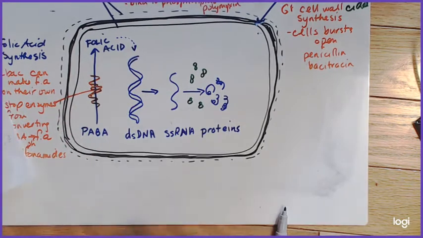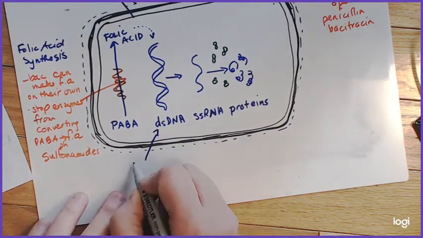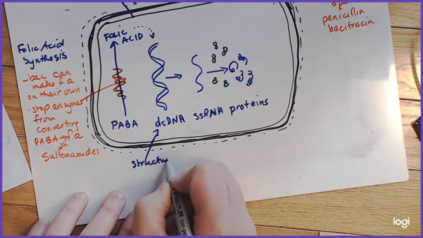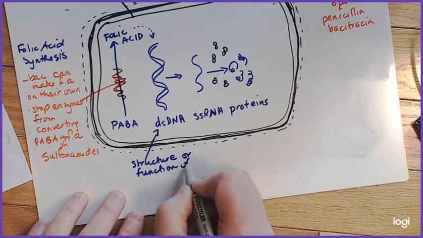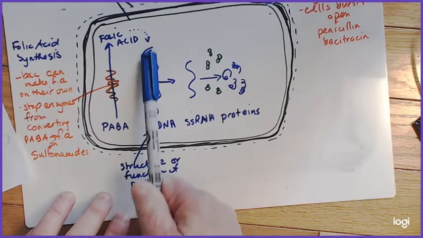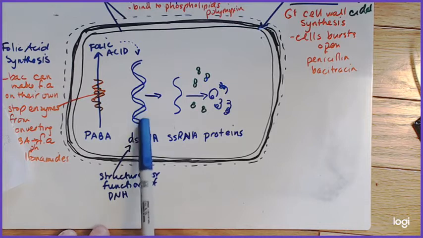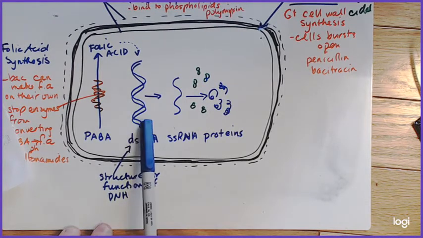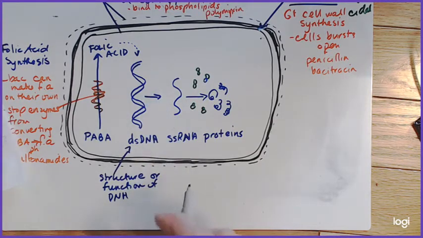All right, so the next thing that we can do here is we can destroy the structure or the function of our DNA. Because this is our original copy of all the information that the cell needs to live. So if we can destroy that somehow or prevent it from being able to replicate, then we'll knock this guy out.